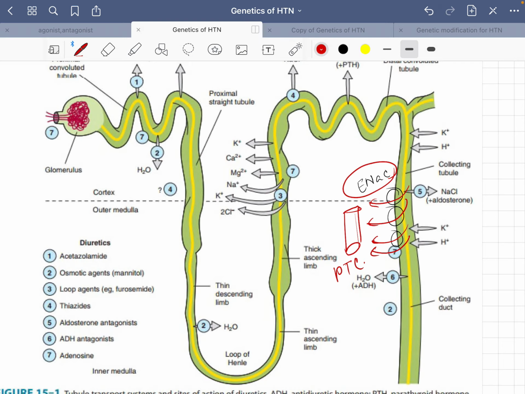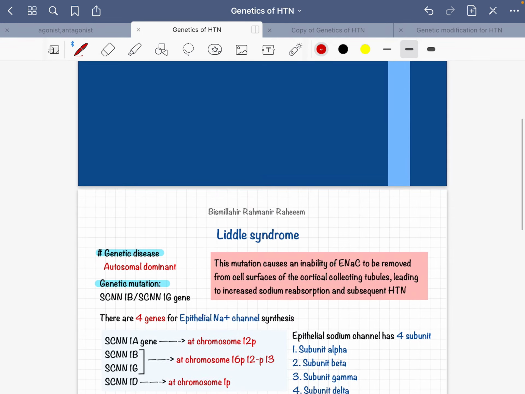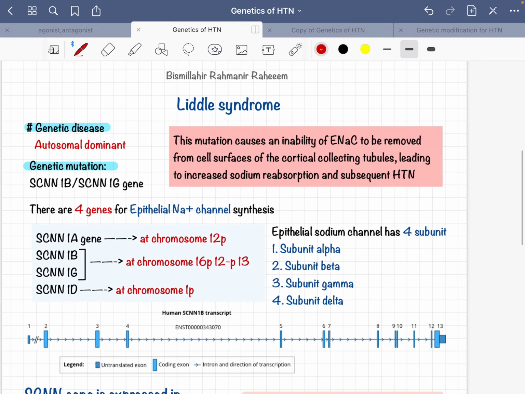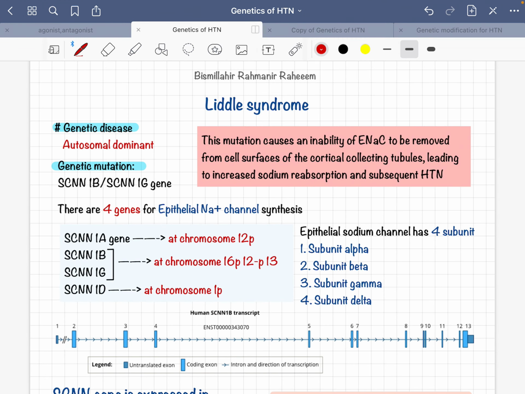And you know that the more sodium reabsorption, the more water reabsorption will also happen, and ultimately your intravascular blood volume will rise, and that will lead to hypertension. Okay, so in Liddle syndrome, it is a genetic mutation.